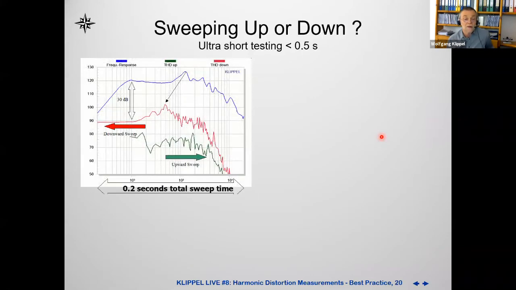Okay, shall we sweep up or down? Big question. To make it very simple, if you use a logarithmic chirp and you have plenty of time, that means more than 1 second, 2 seconds, it doesn't matter. But if you are doing ultra-fast testing, then it matters. Here, for instance, we are sweeping very fast, half a second. Sweeping downwards, you get more distortion here in red, 20 dB more. Sweeping upwards, you get less.